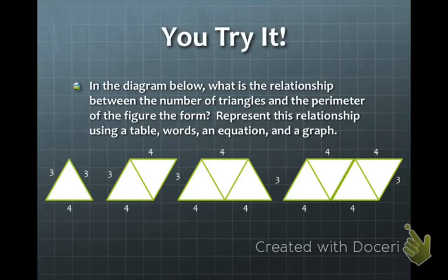So for this one, let's look at what stays the same. Well, let's see. I have a 3 here and a 3 here and a 3 here and a 3 here and a 3 here and a 3 here. So what stays the same for all of them? Well, in our perimeter, we always have a 3 and a 3.